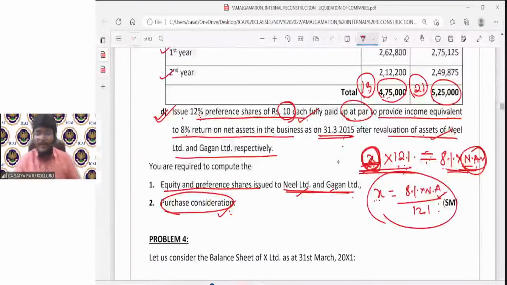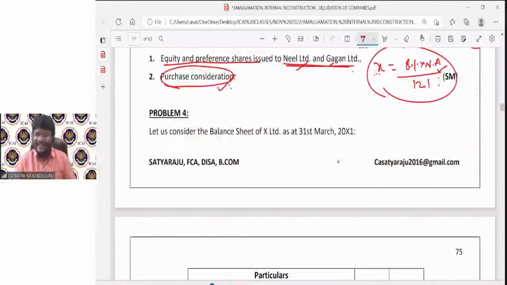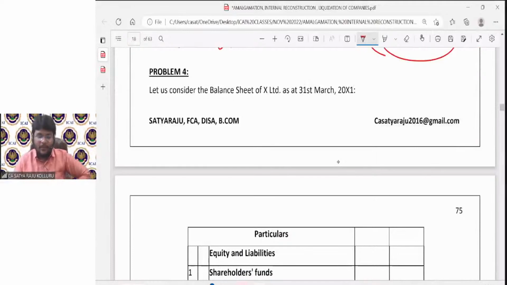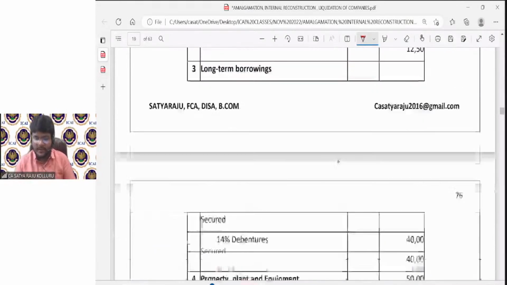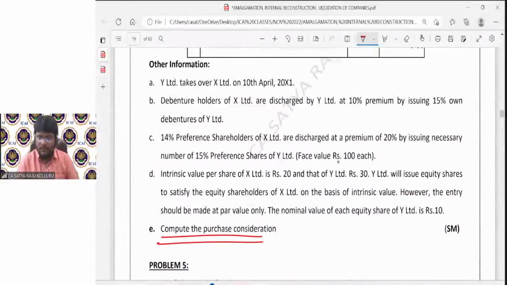It is too difficult when the calculator is not available to the commerce student. Now I understand. I feel the difficulty. Okay. Fine. Come to problem number 4, guys. Let us consider the balance sheet of X Limited as of 31st March 2011. This is the final problem for PC calculation. Compute the purchase consideration. After reading the problem, please all of you identify which method of PC you need to apply. Don't ask me again.